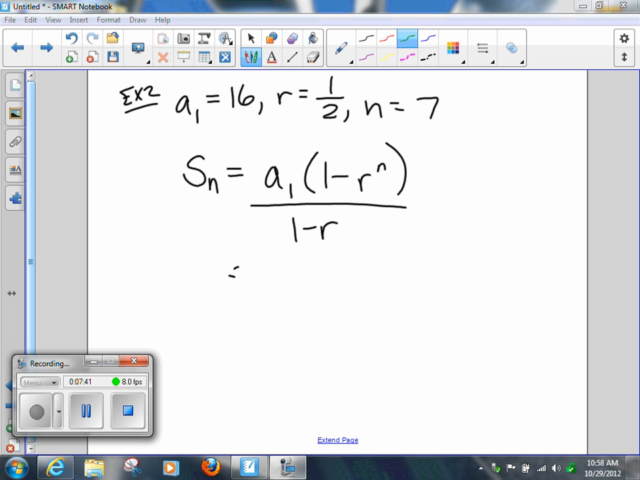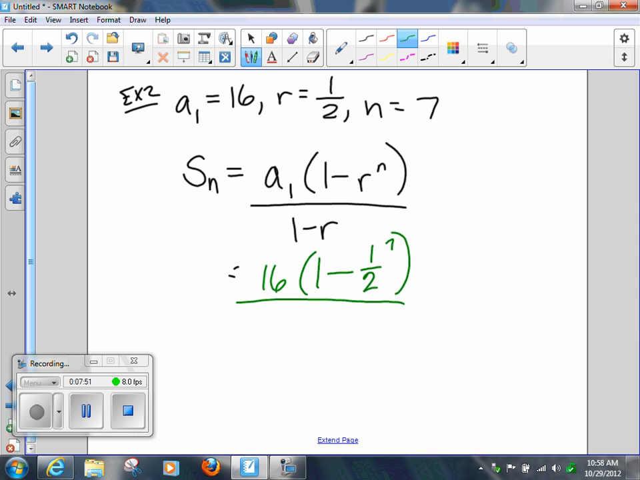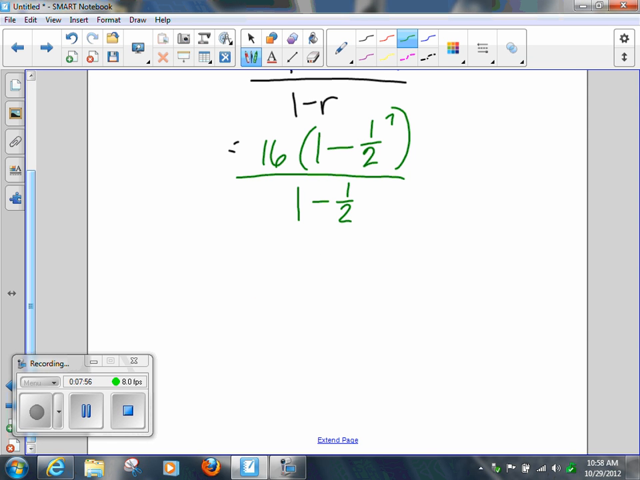Here we go. a sub 1 is what? Start plugging in values. 1/2 raised to the 7th power, right? 1 minus 1/2. Ugly. I know you don't like these fractions.